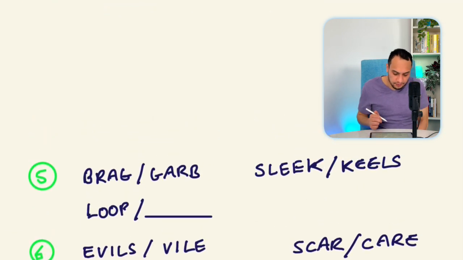Let's look at a sort of slightly more difficult example. It's an anagram of sorts, but it's actually something that's been switched around. It's a word that's been switched around. So we've got brag becoming garb.